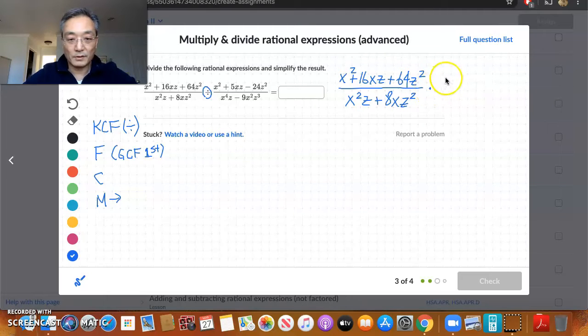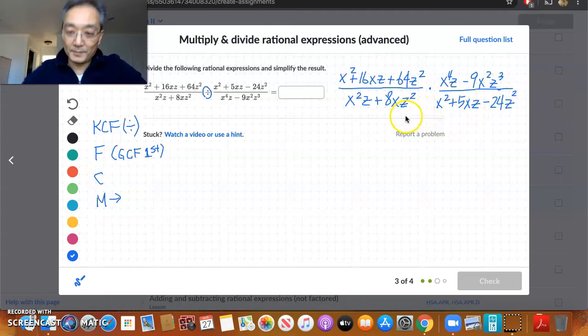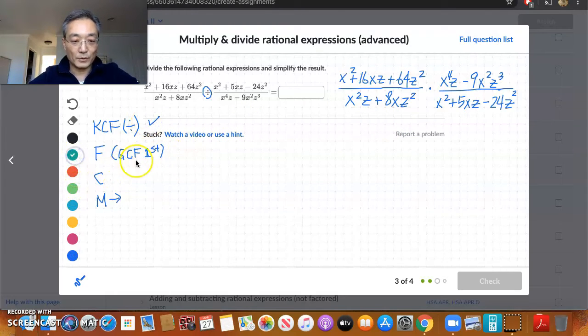Now this is times, and then let's flip this, so we have x to the 4th z minus 9x squared z cubed, all over x squared plus 5xz minus 24z squared. So a lot of variables in here, right guys? Okay, let's try to make some sense out of this. We did the keep, change, flip, and now let's go to the factoring.